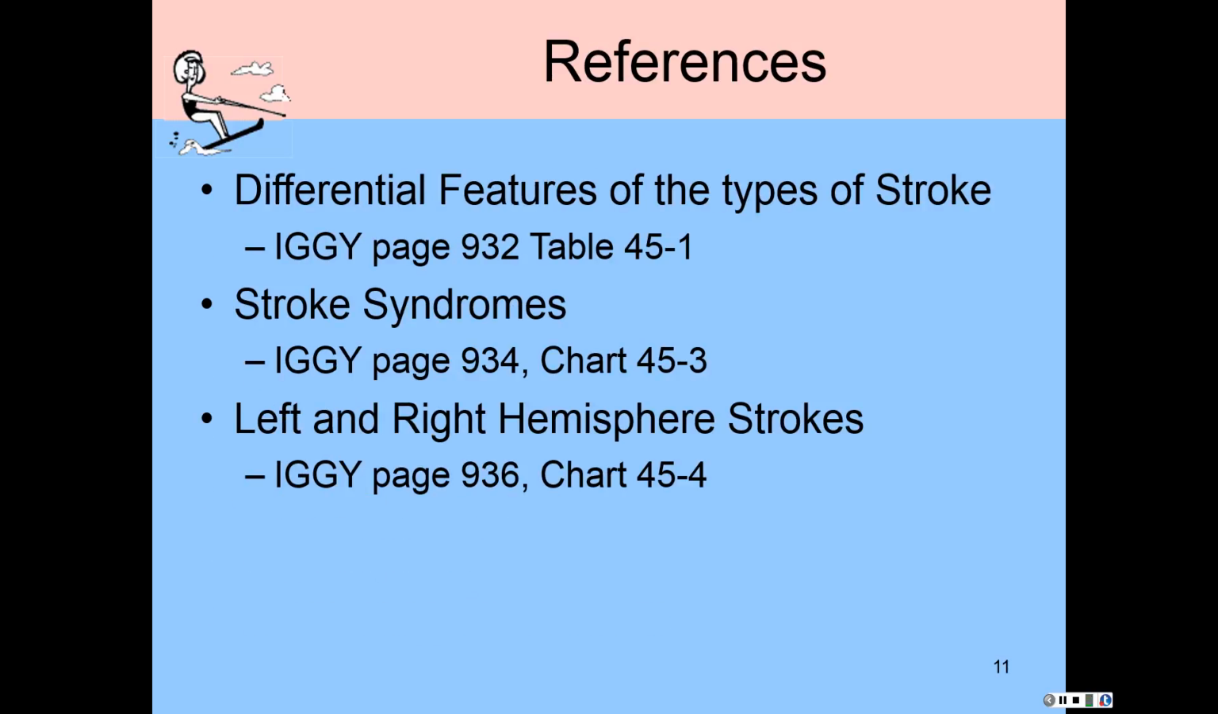These reference page numbers and tables are for the 8th edition. Table 47.1, 47.3, and 47.4 would be your references in your 7th edition.